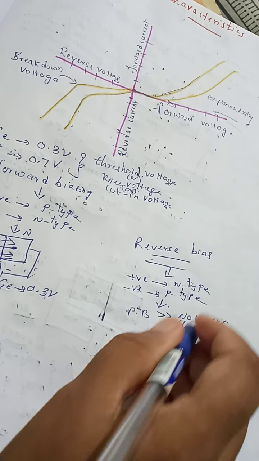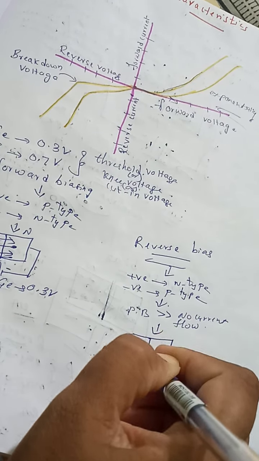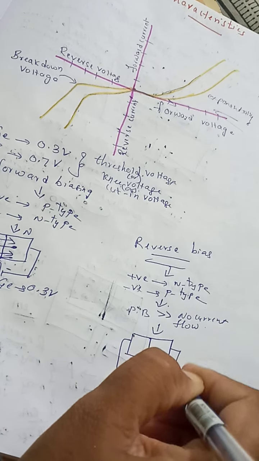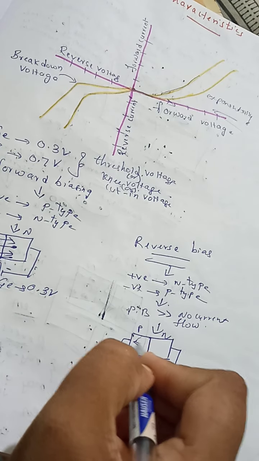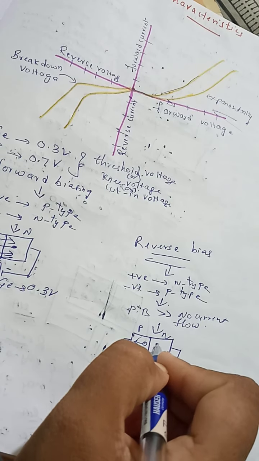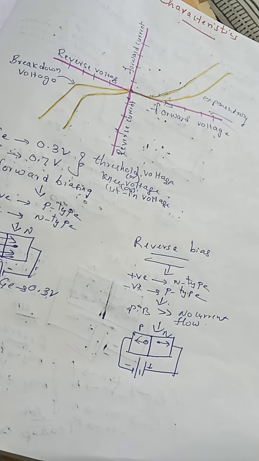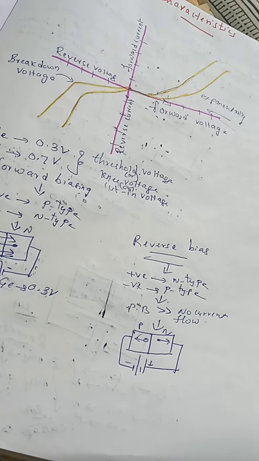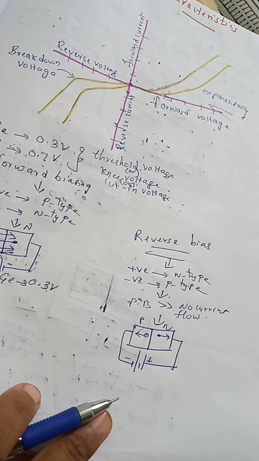in this. But in actual practice, how are we doing it? To P we are connecting negative terminal, to N we are connecting positive terminal. Due to this, majority carriers are attracted away from the junction. So due to majority carriers we will not have any current. But in actual practice there will be a small amount of current flowing across the junction.